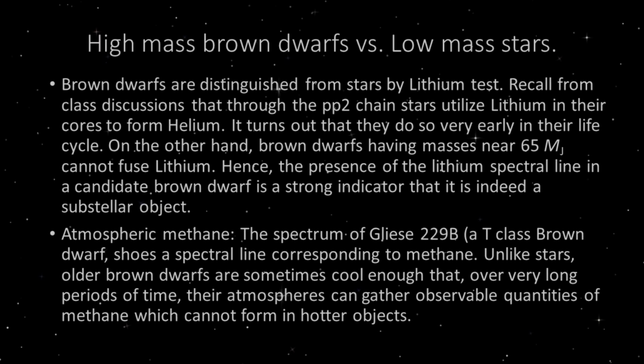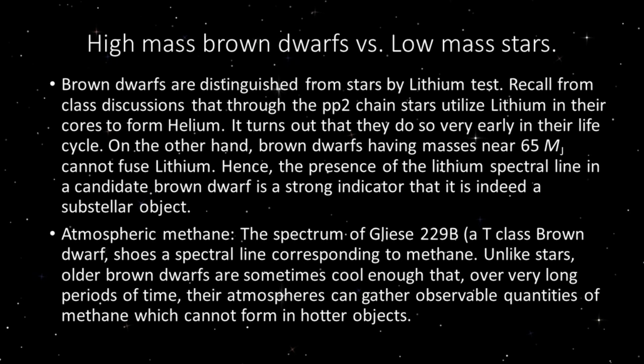We are going to talk about high mass brown dwarfs versus low mass stars now. Brown dwarfs are distinguished from stars by the lithium test. Recalling from class discussions that through the pp2 chain, stars utilize lithium in their cores to form helium. It turns out that they do so very early in their life cycle. On the other hand, brown dwarfs having masses near 65 Jupiter masses cannot fuse lithium.